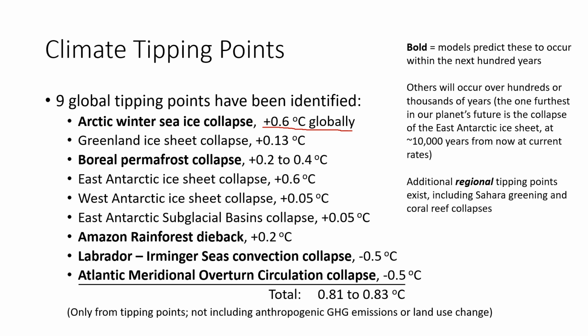All right, so Arctic winter sea ice collapse. So the collapse of all of the sea ice in the Arctic Ocean during the winter, having an ice-free Arctic Ocean. Because you free up so much water, and we'll talk about this in the next couple slides, that will absorb thermal energy. That's going to increase the global temperature by about 0.6 degrees Celsius. The entire collapse of the Greenland ice sheet, boreal permafrost collapse. We'll talk about permafrost in a little bit. East Antarctic, West Antarctic ice sheet collapse, the East Antarctic subglacial basins collapse, all of those adding a small amount of warming. Amazon rainforest dieback.